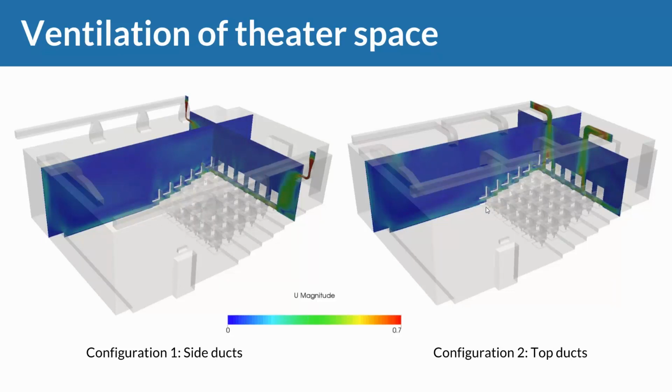These are now the two scenarios. On the left, we can see the side ducts. On the right, we can see the top ducts. And we're looking at velocity. So arguably, on the left, we can see that the air comes in cold, right? So it immediately goes to the bottom due to buoyancy effects, and then flows along the bottom inside the space.